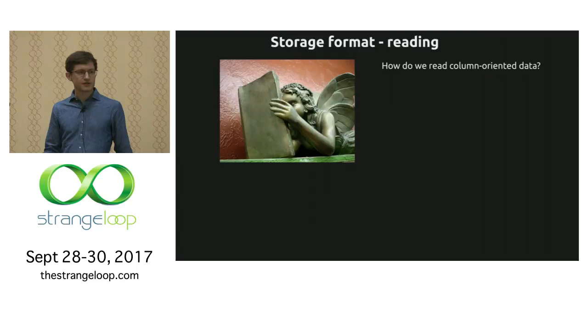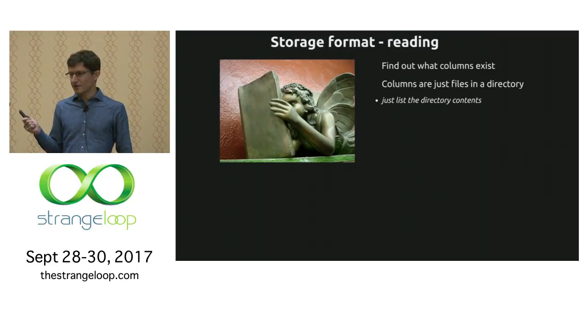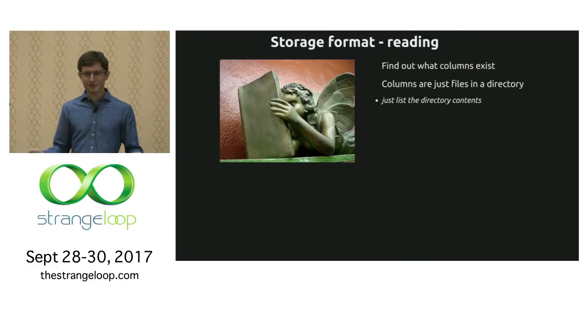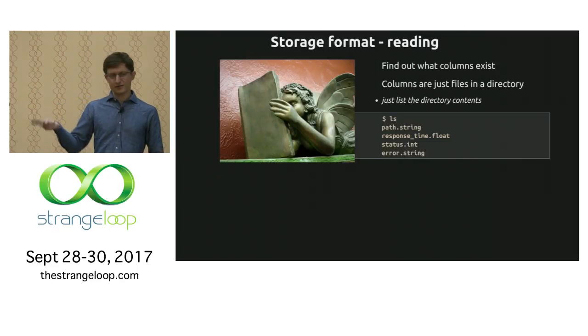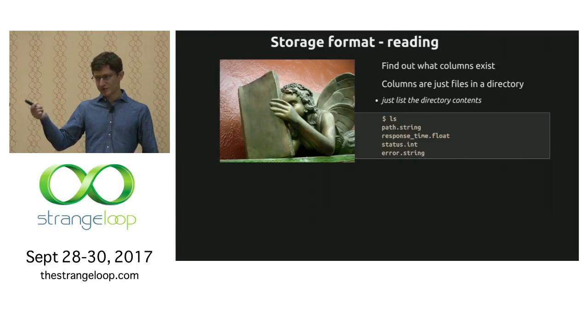So how do we read data that we've written in this slightly awkward kind of way? Well, we don't just have one file to read anymore. We have potentially a variable number of files. So the first question we need to ask if we want to read is what files do we have? What columns do we have available to scan? Well, these are just files on disk, as I said earlier, which means we can basically just run ls. We can ask the file system, what files do you have? So in this case, it might say I have path, response time, status, and error.